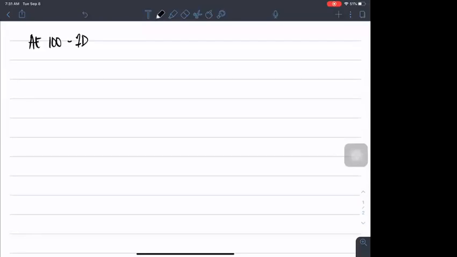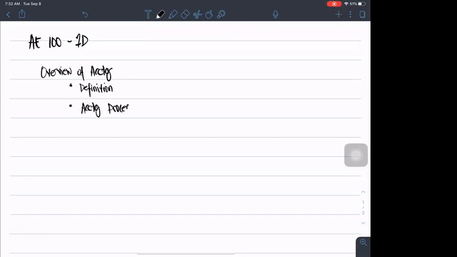Hi, our topic for today is an overview of accounting. Under this overview, we will learn the following items. First, of course, we need to define accounting, so we'll learn the definition of accounting. Next, we will talk about the accounting process.